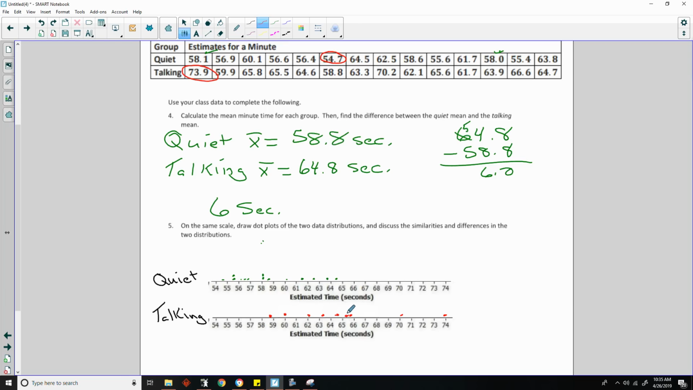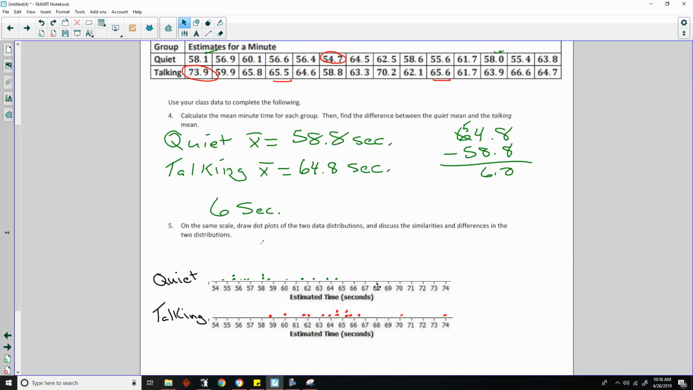Okay. What was the other 65? 65.5 and 65.6, I'll share those. And the other one was 65.8, I think. Yes, right there, so I'll do it that way. 61.7 will be here. 63.9 is almost 64. And 66.5 or 66.6 would be here. And 64.7 would be about here. Okay, so there's our dot plot for the two.